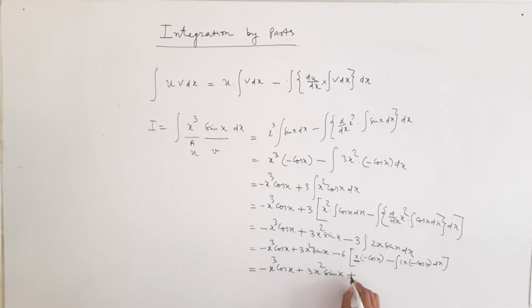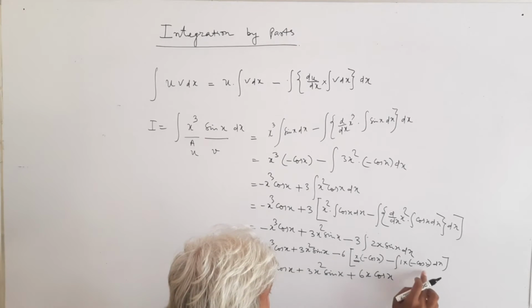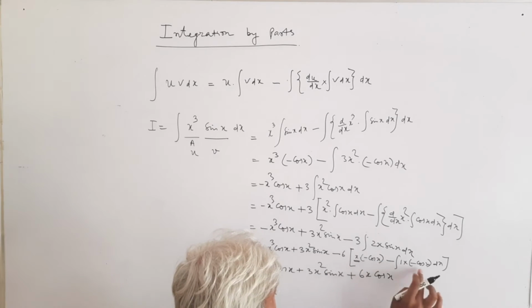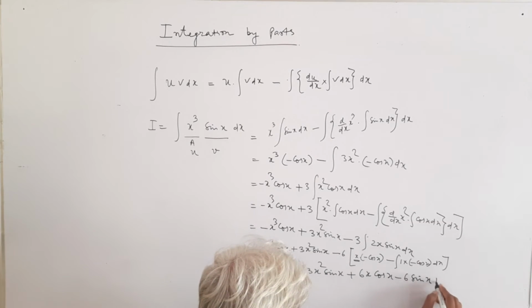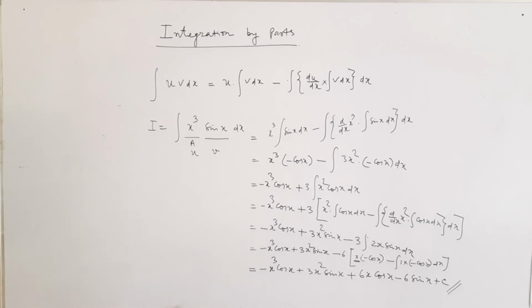Now this will become plus 6x cos x. This will become plus and this further becomes minus, and then we have to find the integration of this cos x, that is sin x. So minus minus plus again minus, so minus 6 sin x plus c. So this is the answer for this question.